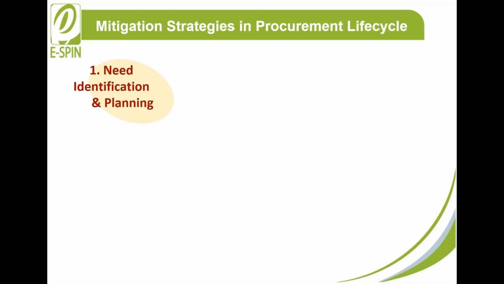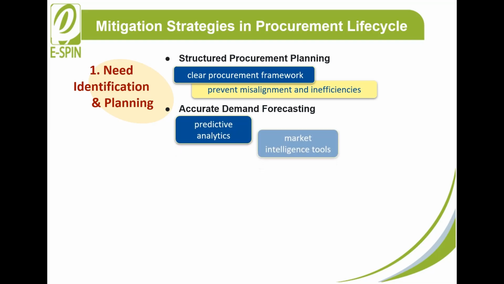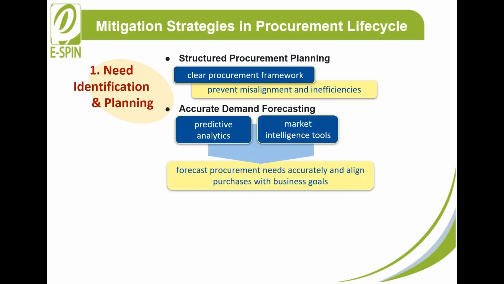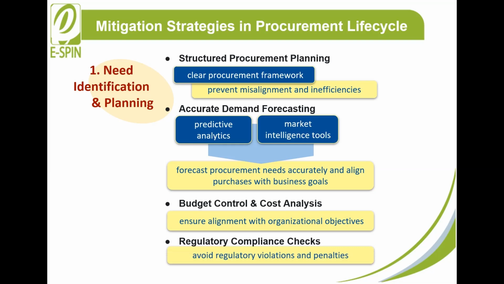In the need identification and planning stage, the mitigation strategies include structured procurement planning. A clear procurement framework helps prevent misalignment and inefficiencies. Accurate demand forecasting. Predictive analytics and market intelligence forecast procurement needs and align purchases with business goals. Budget control and cost analysis ensure alignment with organizational objectives. Regulatory compliance checks prevent regulatory risks and avoid penalties.